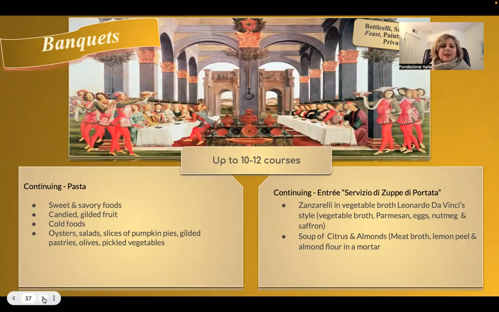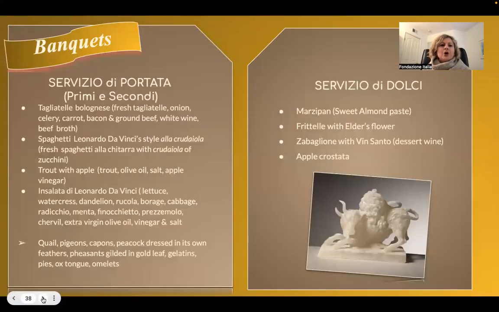So we had appetizers, we had entrees and pastas, and then again we will have meat to follow. This is what a typical menu of these banquets would look like. There were first courses and second courses, and then desserts.